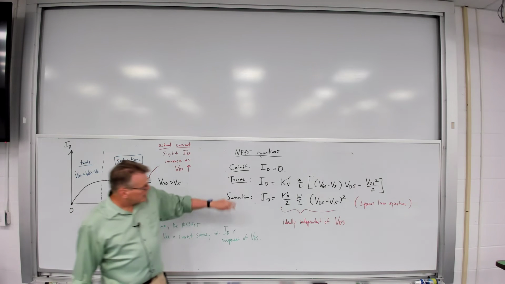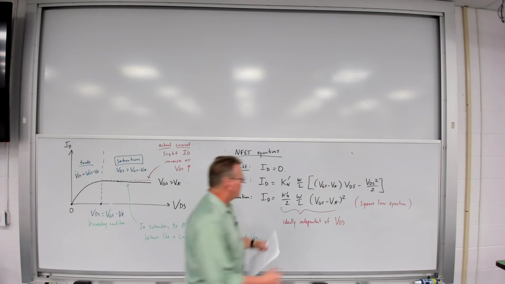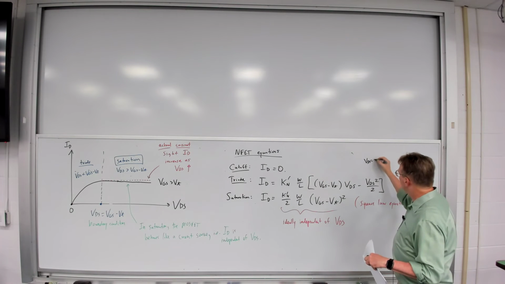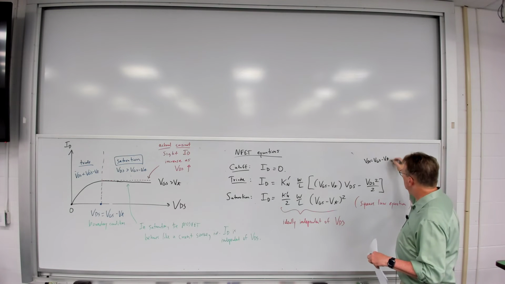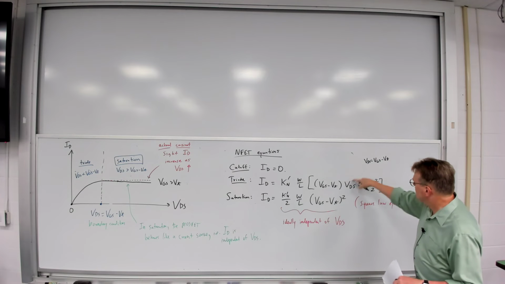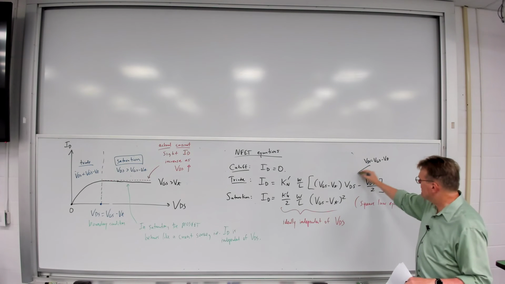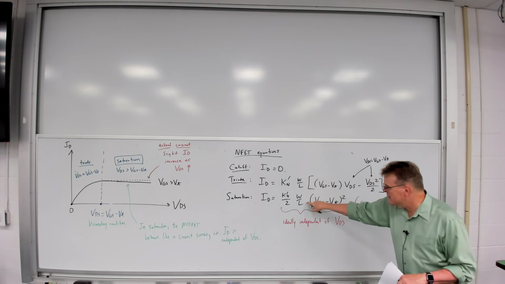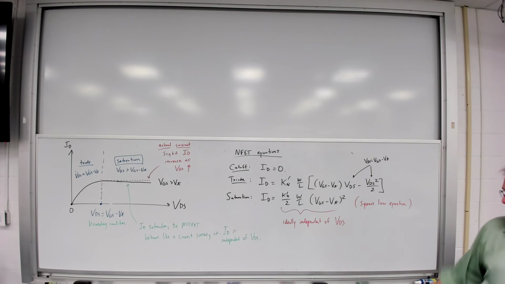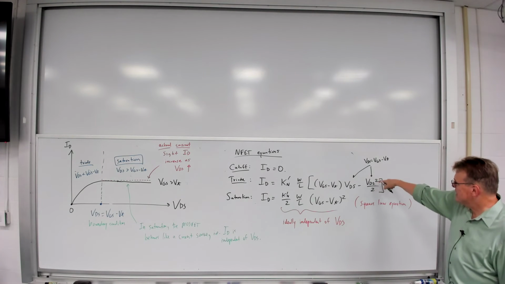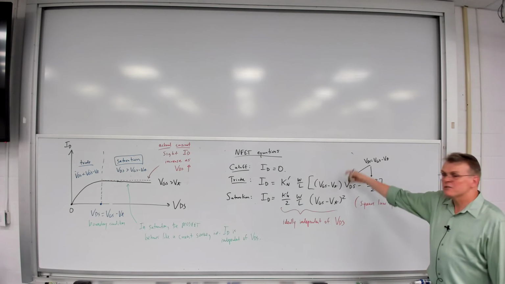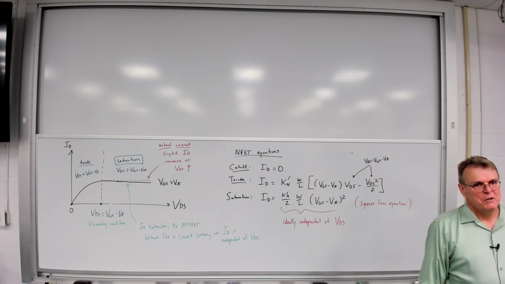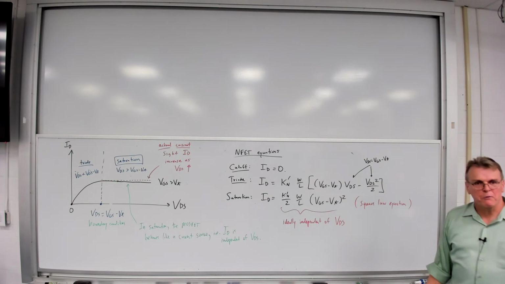Something I want to point out here. Triode and saturation: note that if VDS is equal to VGS minus VT, and I plug that into the triode equation, at the boundary condition, this equation transitions to that equation. So this just becomes (VGS minus VT) squared, minus 1/2 (VGS minus VT) squared, and there's the 1/2 term. So this becomes that at that boundary condition.